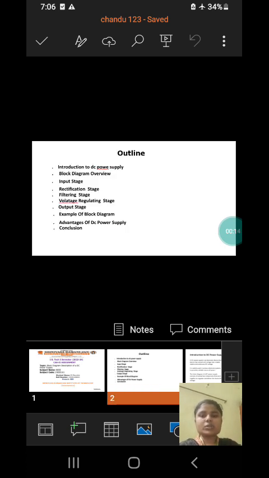Outline: Introduction to DC power supply. Block diagram overview: input stage, rectification stage, filtration stage, voltage regulating stage, output stage. Example of block diagram. Advantages of DC power supply. Conclusion.